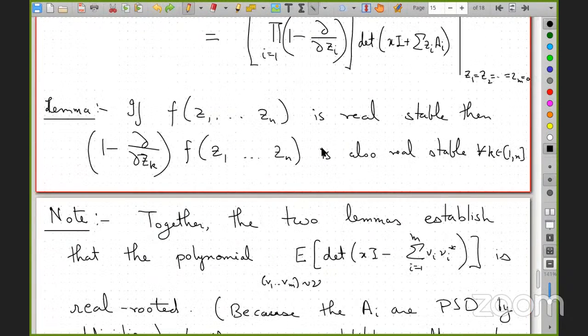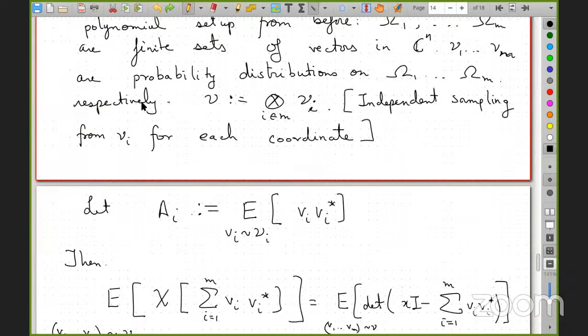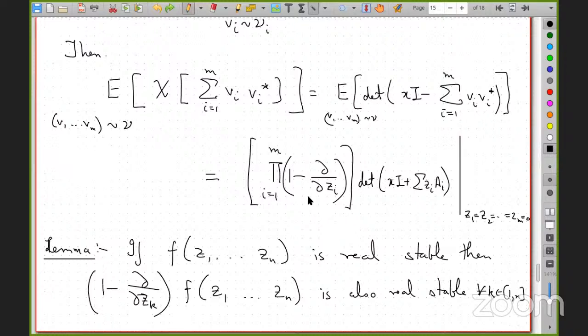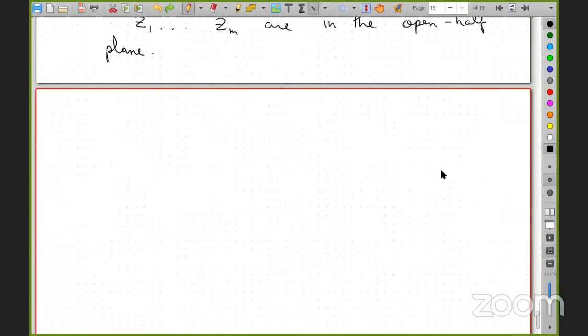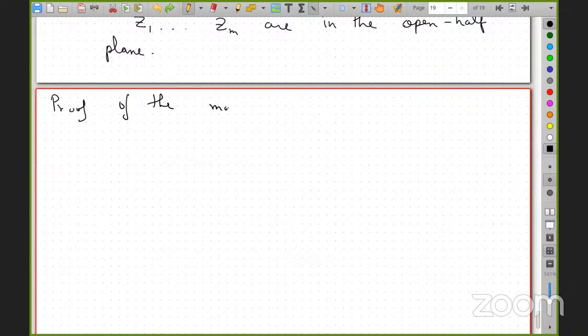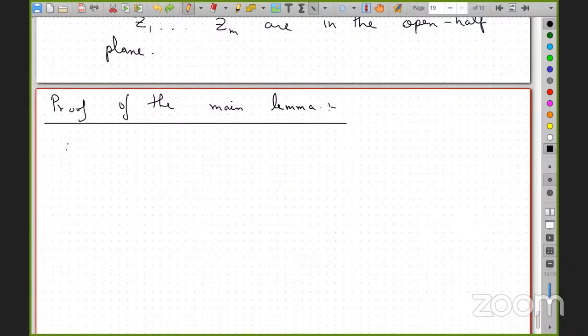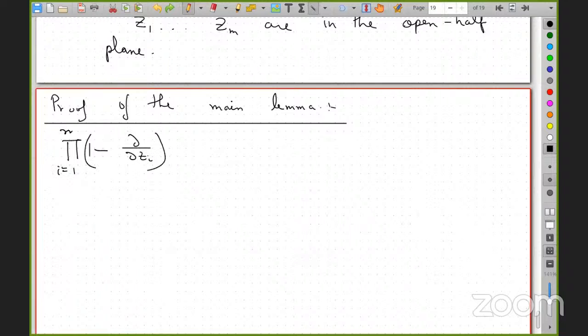Okay, so now let's start proving the first one, for which we have done most of the hard work, which is to prove that the expected characteristic polynomial is exactly this thing. So actually, let us start on the right hand side, and now prove the main lemma. So let's look at the product over i from 1 to m of 1 minus del by del zi, applied to det of the sum of xi plus summation zi.